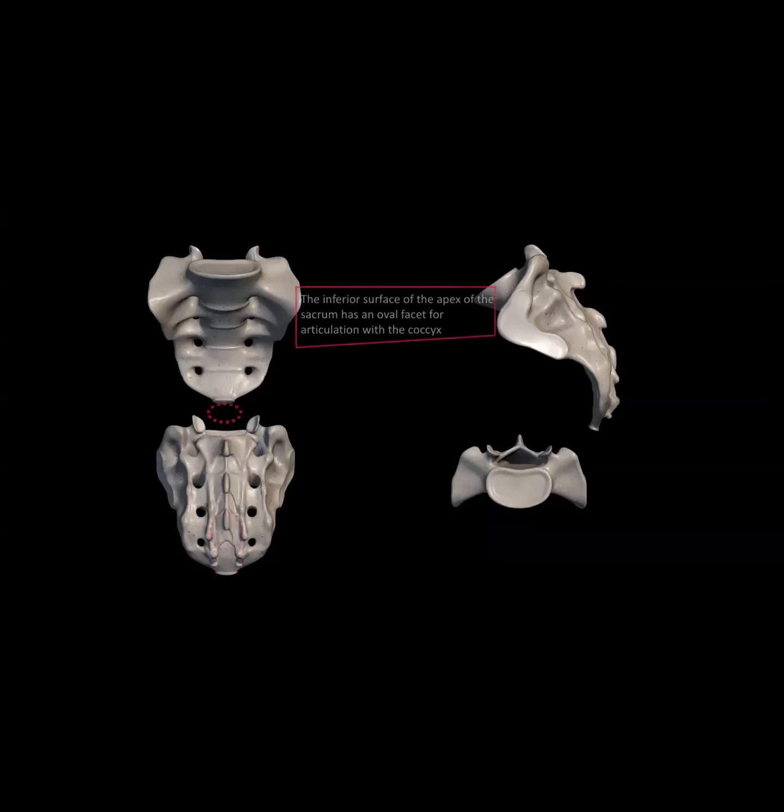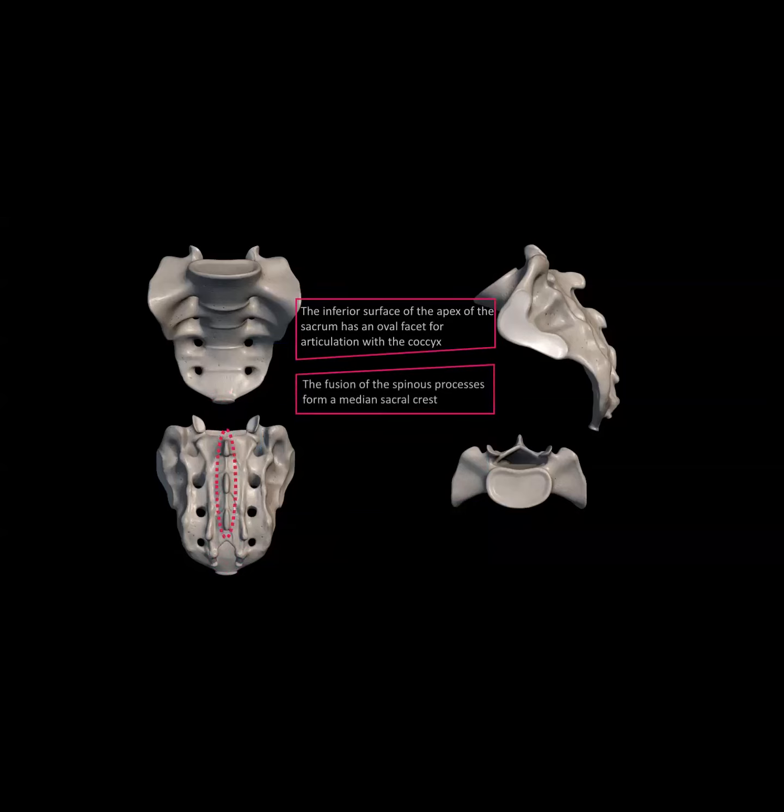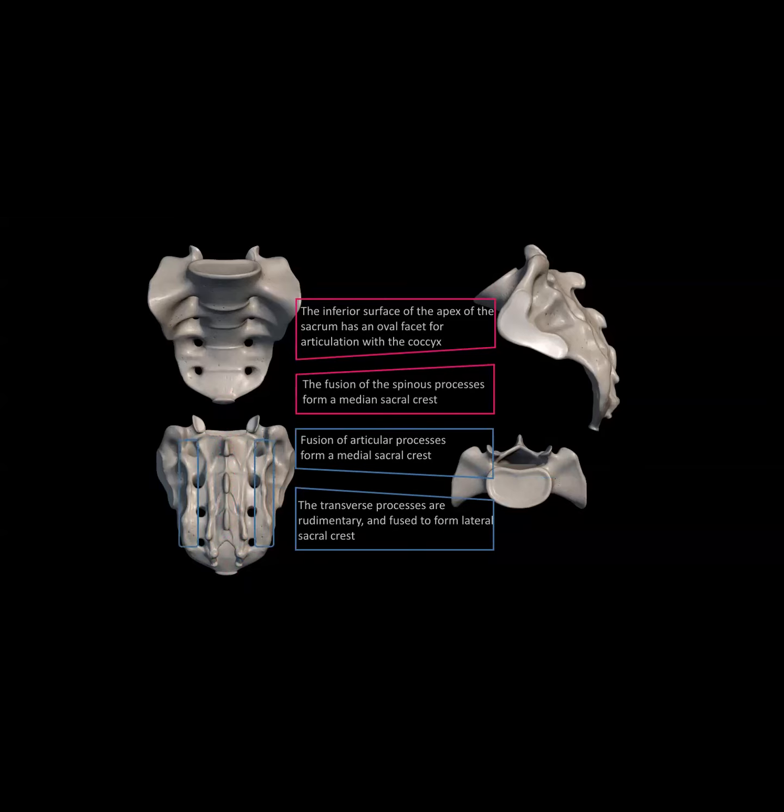the midline. The inferior surface of the apex of the sacrum has an oval facet for the articulation with the coccyx. The fusion of the spinous processes forms a median sacral crest. Fusion of the articular processes forms a medial sacral crest. The transverse processes are rudimentary and fused to form the lateral sacral crest.